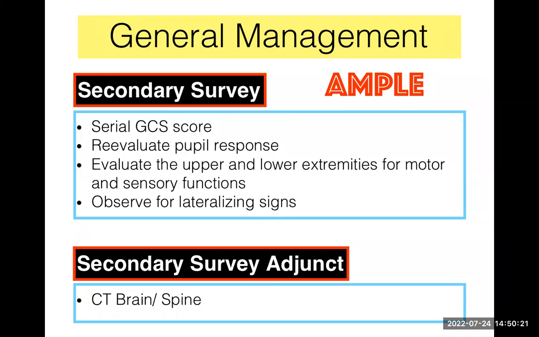And also reassess your GCS scoring and re-evaluate the pupillary response, and evaluate the upper and lower extremities for motor and sensory functions and observe if there are new lateralizing signs. And the secondary survey adjuncts include CT brain and also CT cervical spine. Okay.